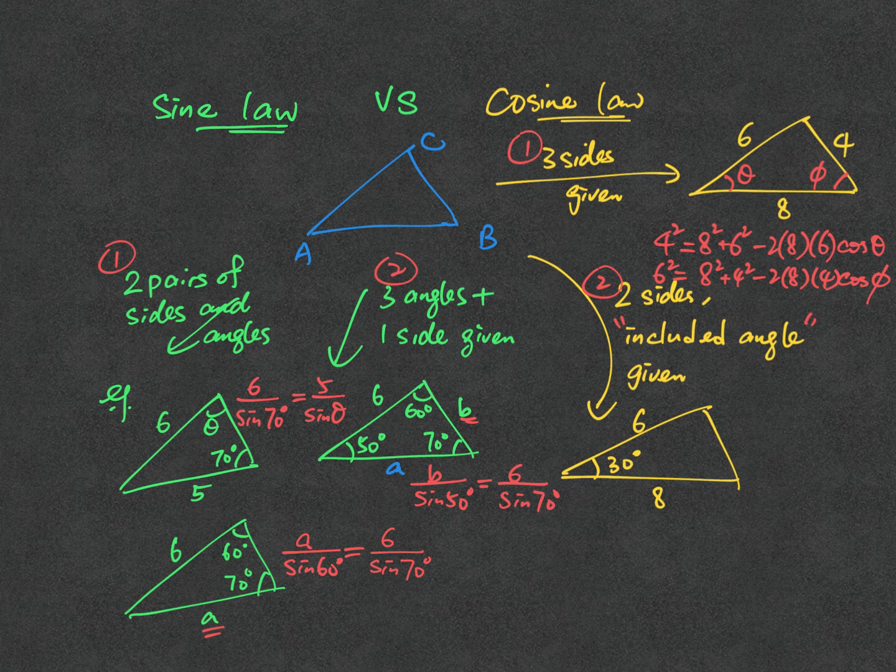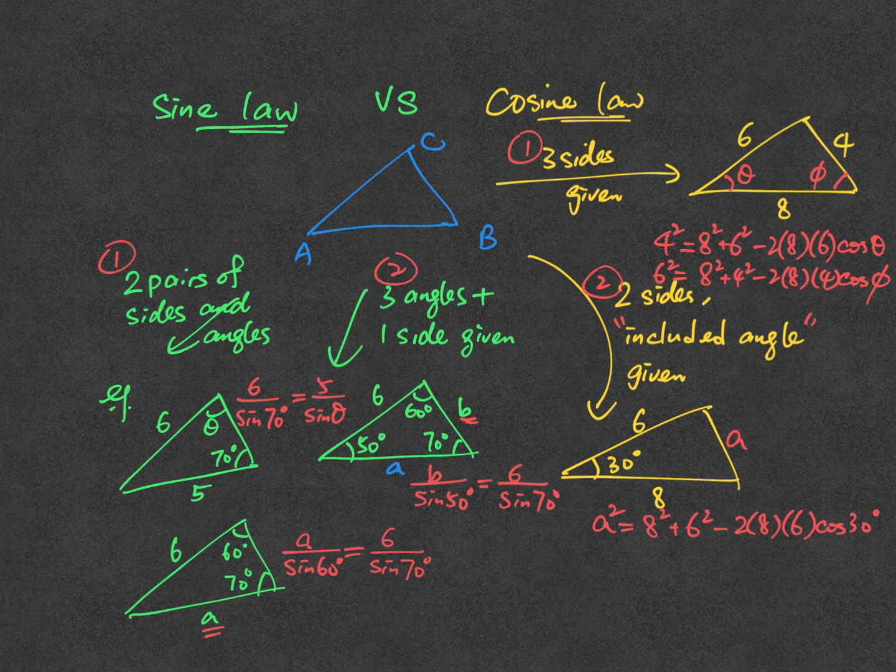So in this case, it should be asking you to find the remaining length, for example, I call it A. So in this situation, you have A squared equals 8 squared plus 6 squared minus 2 times 8 times 6 cosine 30. And by this formula, the cosine law, you can find the value of A.